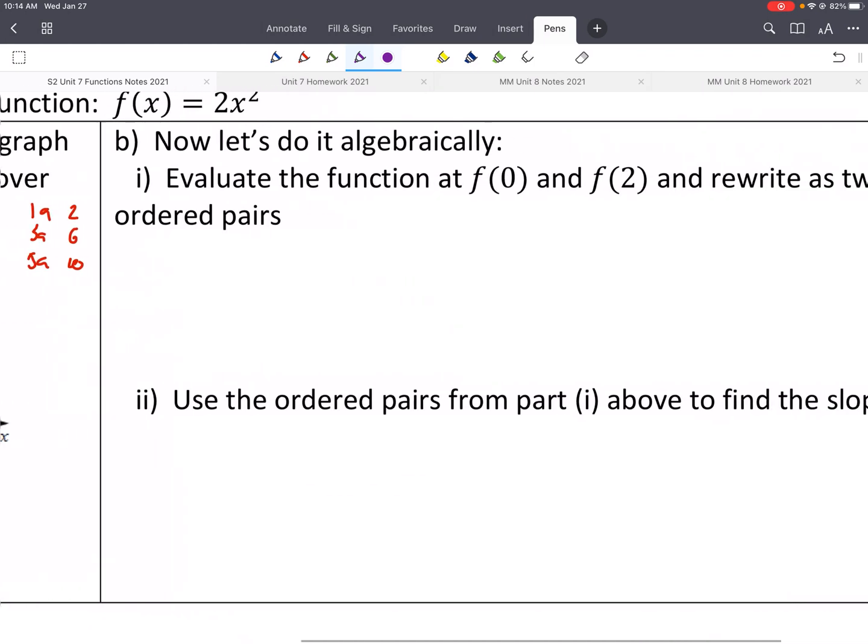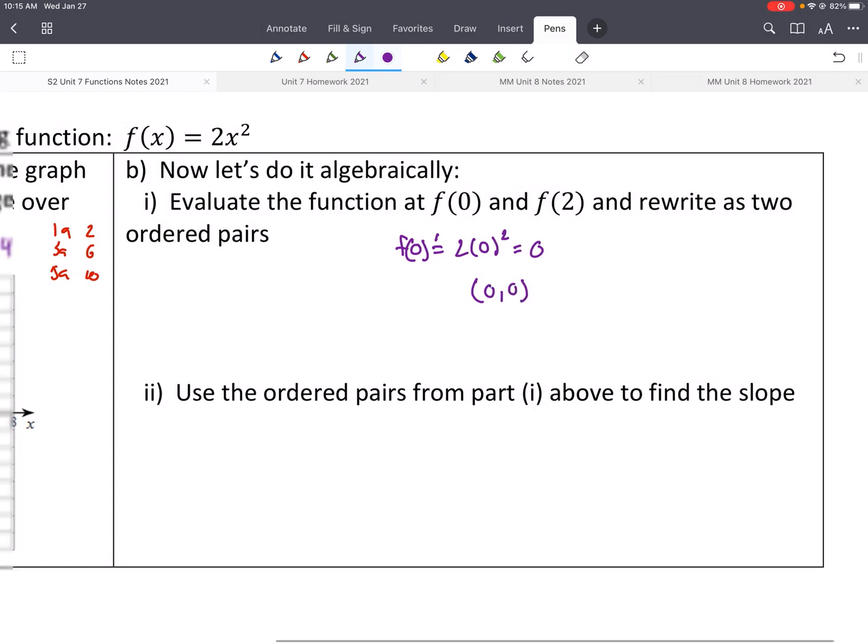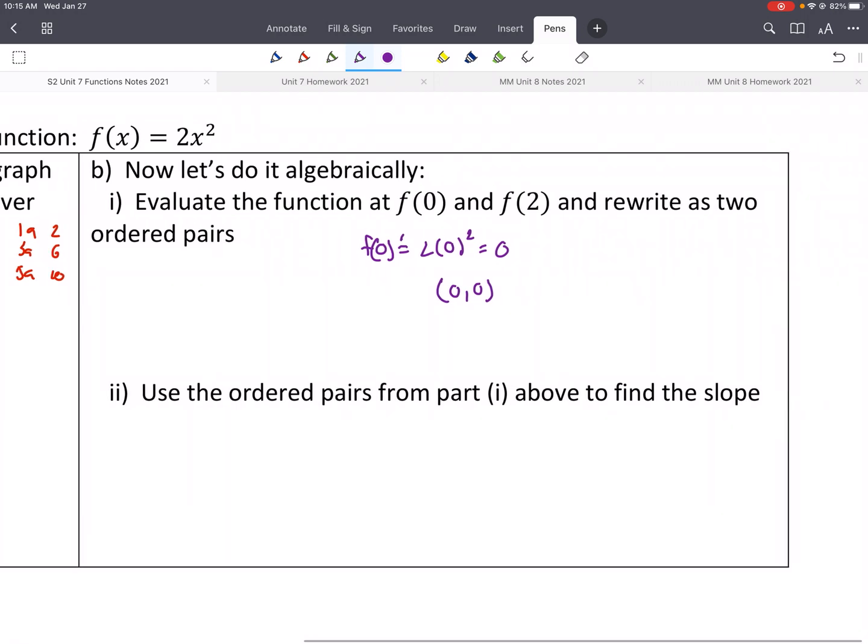Now let's do it algebraically. So evaluate the function f of 0 and f of 2. This is kind of like what we did when we did piecewise functions, except we're just doing one equation. So we want to evaluate when x is 0 and when x is 2, and then we'll write down our ordered pair. So they want us to write it down as a point. So f of 0 is equal to 2 times 0 squared. Well, that's just 0. So our ordered pair here for our first point would be 0, 0, which we already knew because we just saw it there on our graph. But we're just doing it algebraically.